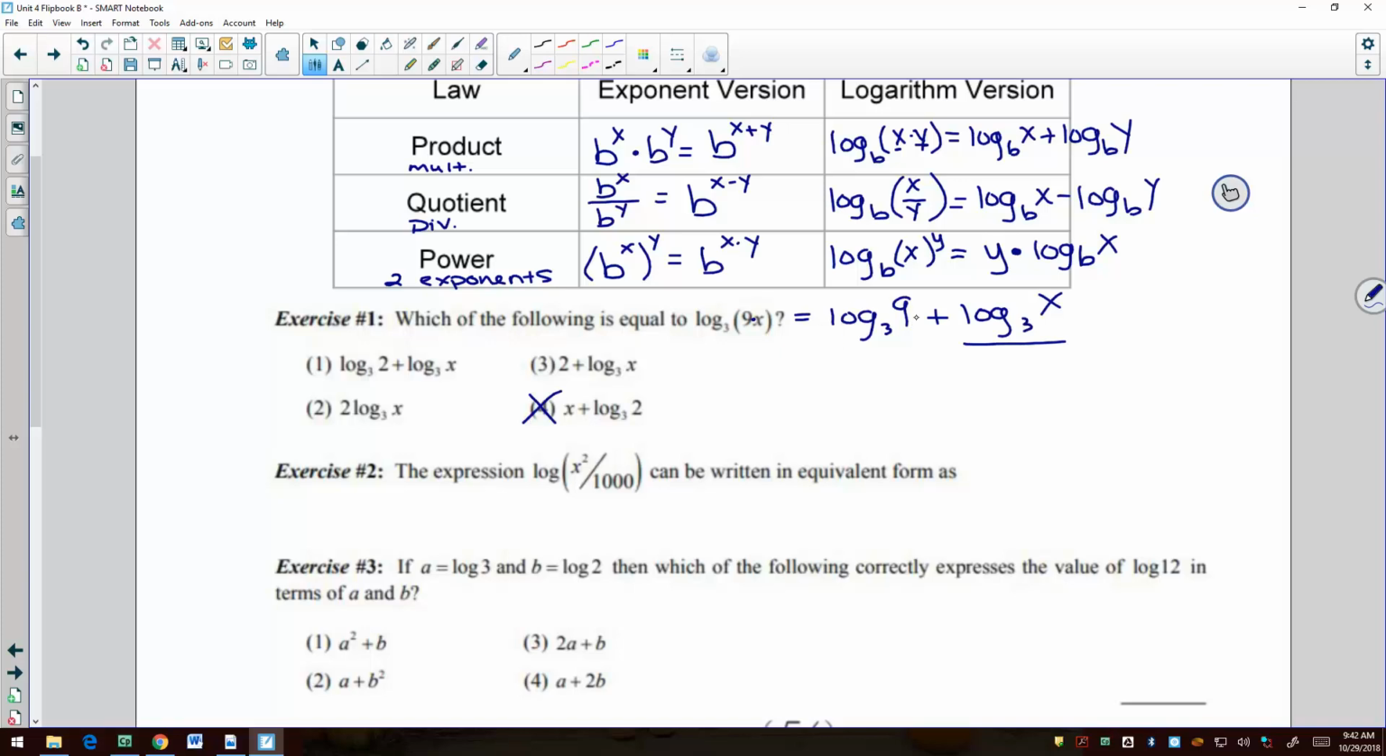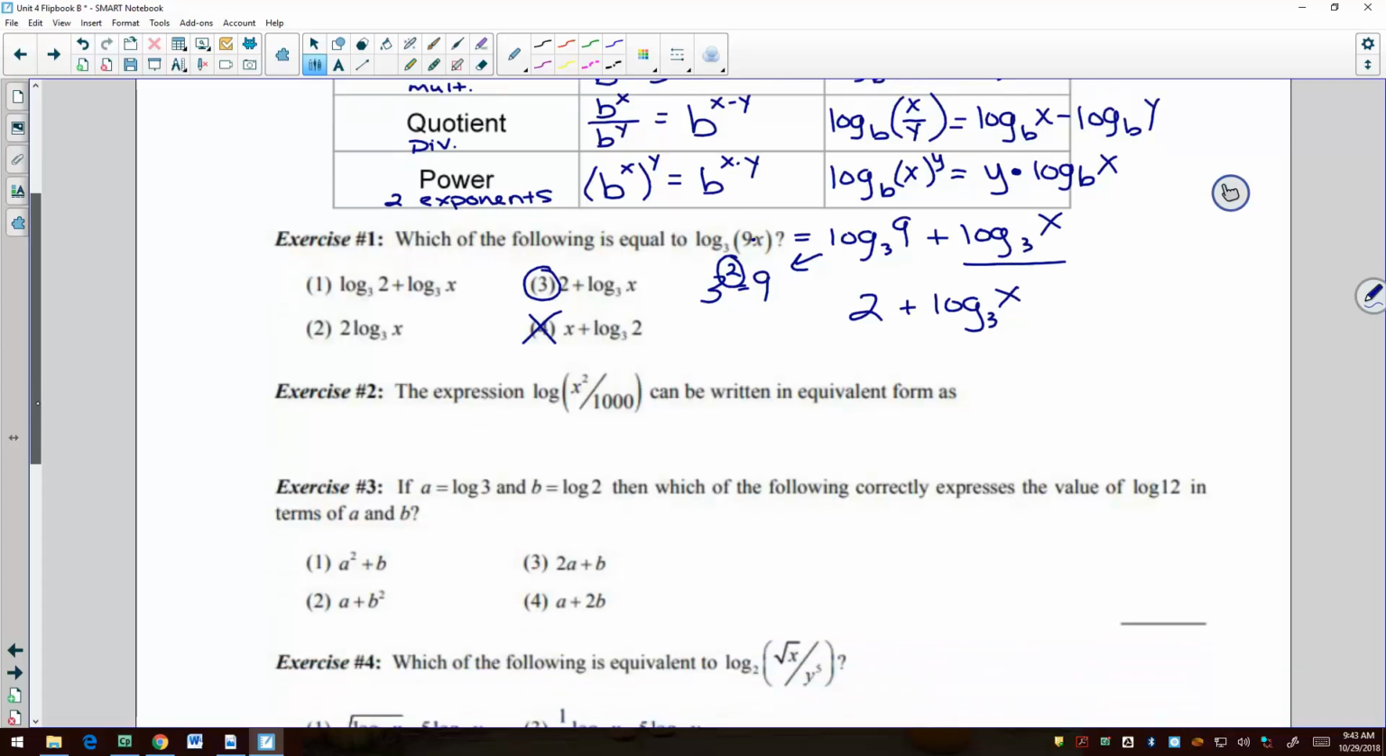But this one has no variables, which means I can come up with an answer. Remember, you take the base and you're raising it to some power to get 9. Well, you know that 3 squared is 9. So the answer to this first part, log base 3 of 9, is 2, because 3 to the second power is 9. So that turns into 2. This stays log base 3 of x. So my answer is choice 3.